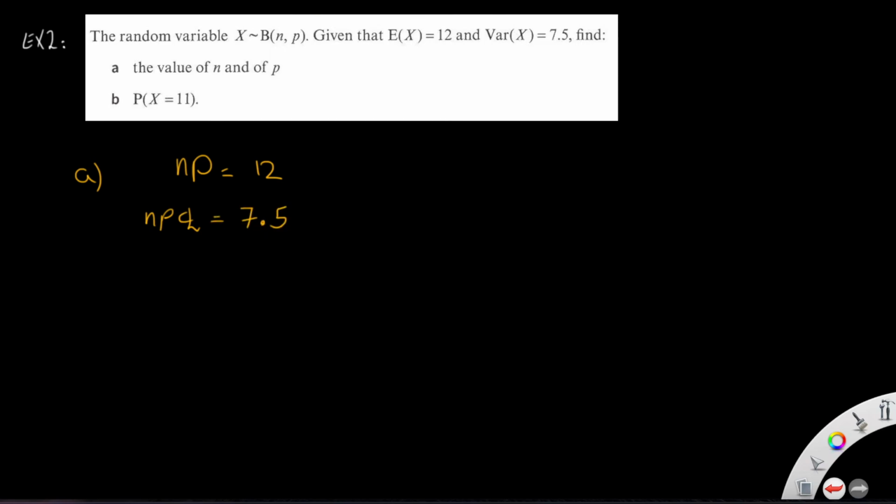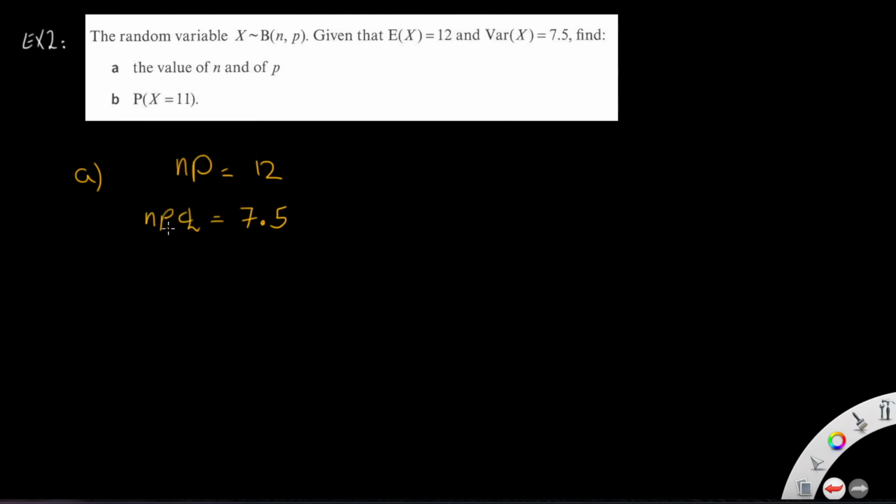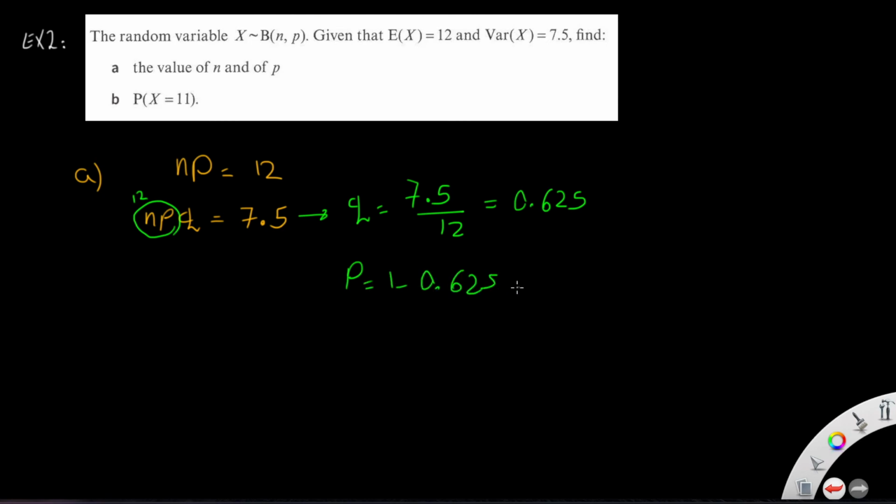So you can make a pair of simultaneous equations. So we know that np is equal to 12. So I replace this np by 12. So q will be 7.5 over 12, which will be 0.625. Then p is 1 minus 0.625, which is 0.375.